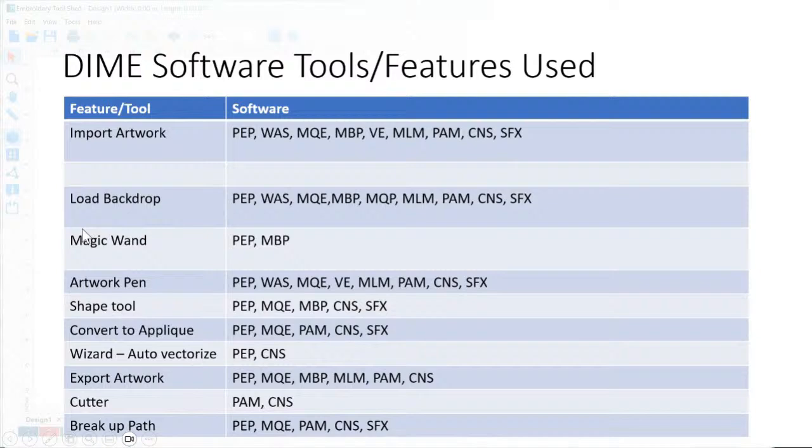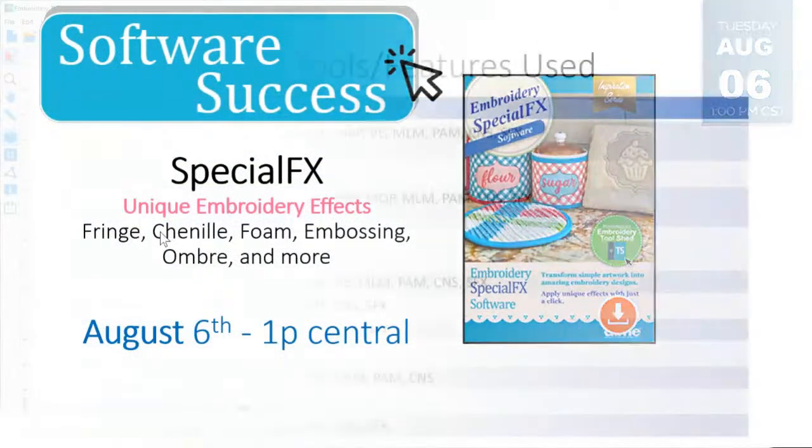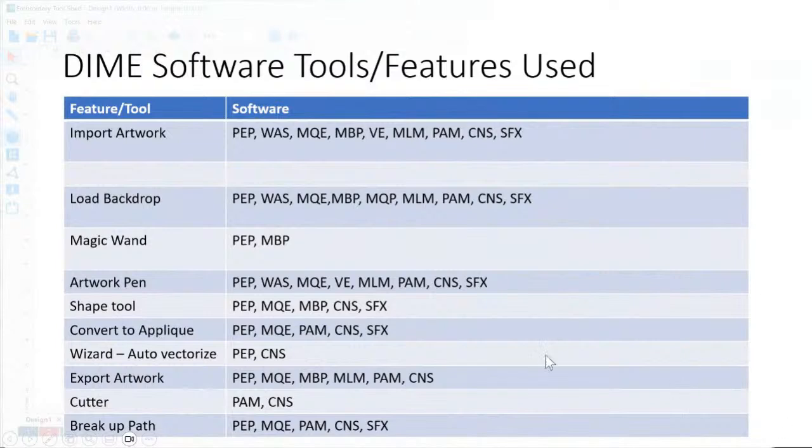Okay, we haven't talked load backdrop, so I'll show you that next. Whoops, sorry. And the magic wand, we're going to talk about that next. So the convert to applique option, you can do that in PEP, My Quilt Embellisher, Patch and Applique Maker, Cut and Stitch, and SFX. And if it has the convert to applique, it should remove that overlap automatically on those. At least when I isolate, I've tested PEP, PAM, and Cut and Stitch, and it all does for those.